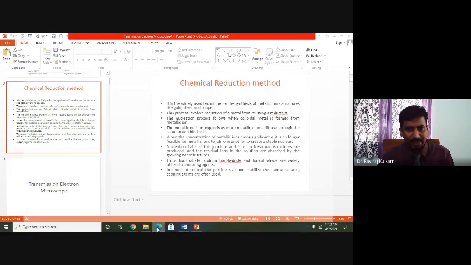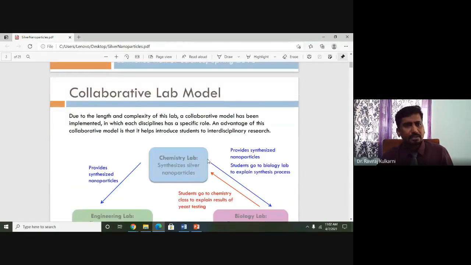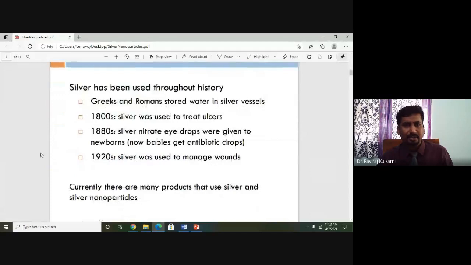In this chemical reduction method, we'll study the synthesis of silver nanoparticles. Characterization is the second unit, so I'm just discussing only the synthesis. Synthesis of silver nanoparticles. There are two methods. Silver has been used throughout history. You may know that in India also, not only Greeks and Romans, Indians used to store water in silver vessels. Silver utensils were used earlier.